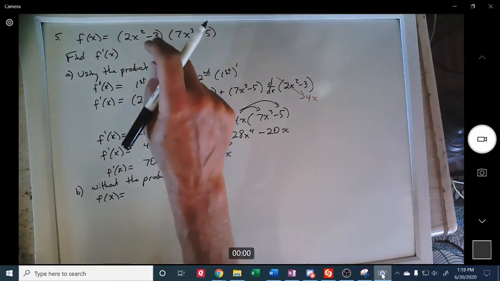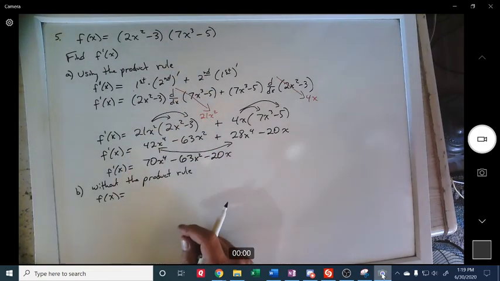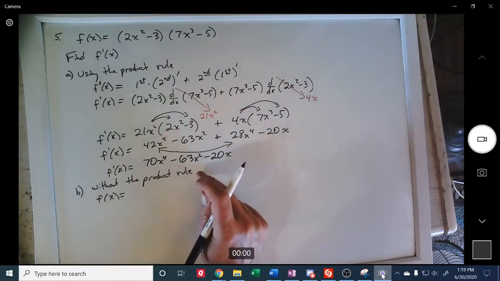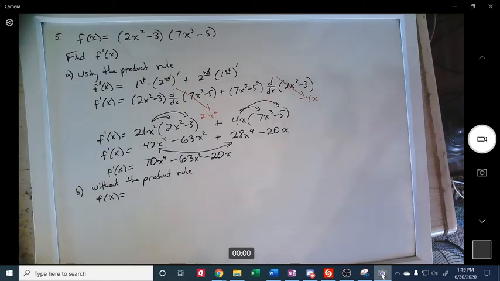And we don't need the product rule to do this one. I probably wouldn't use the product rule to do this one. I bet you this is longer using the product rule. When we need the product rule is when we have something like f of x equals e to the x times x squared. Then there's no way to take that derivative without a product rule.